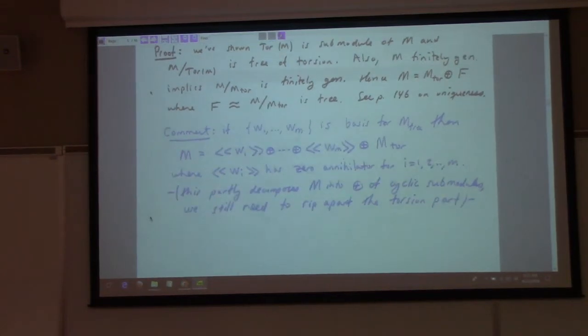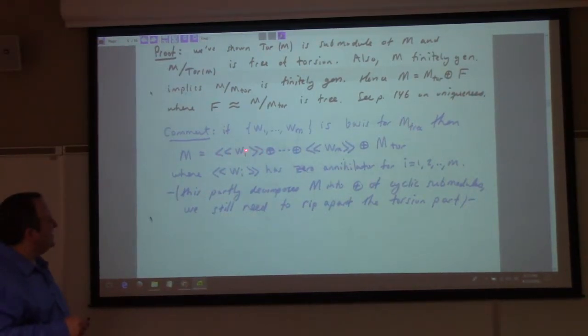comment. If w1 through wm is a basis for the free piece, then the direct sum of the cyclic submodules generated by the basis, together with the torsion, gives you a decomposition of the whole module into the direct sum.